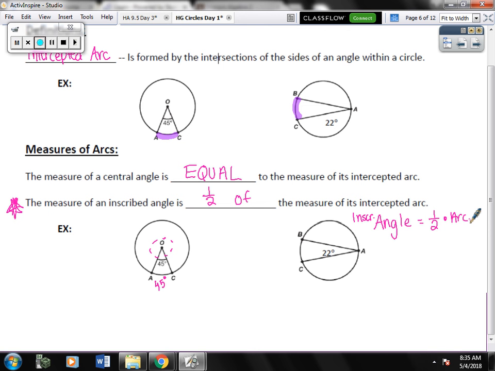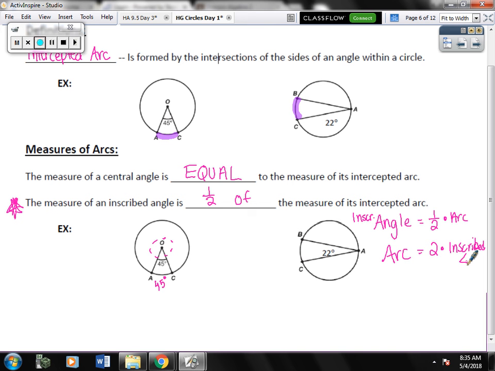If you're finding the measure of the arc, it will be equal to 2 times the inscribed angle. So you're either doubling or halving, that's all.